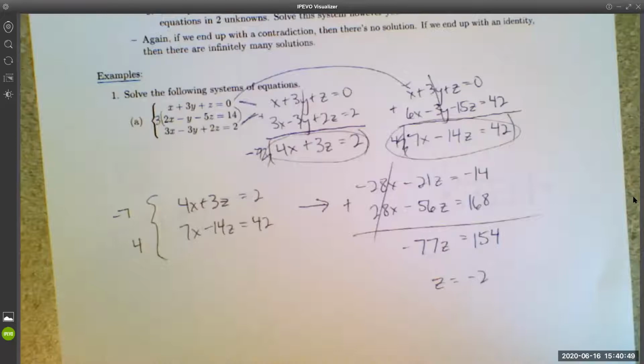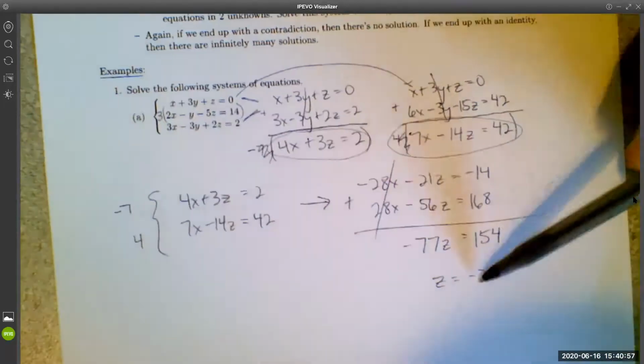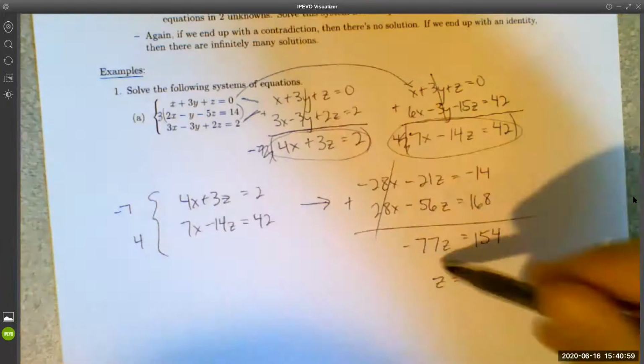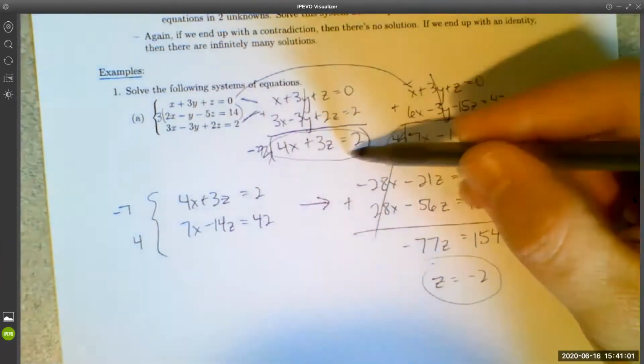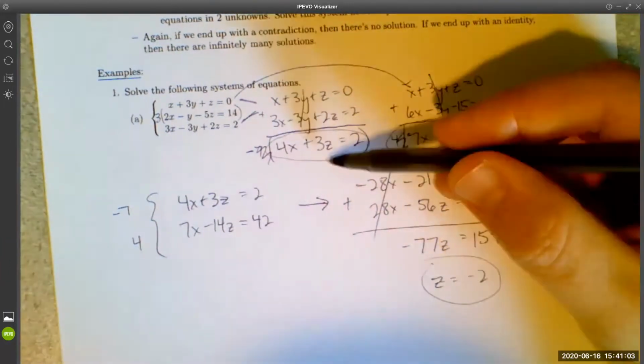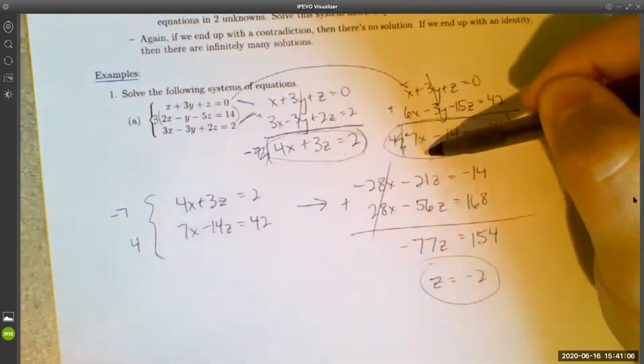Okay. So z is negative 2. Now we need to go back and find out what x and y are. And I can do that by back substituting. So I know that z is negative 2. I also have these two equations, so I can plug this into one of these two to solve for x.